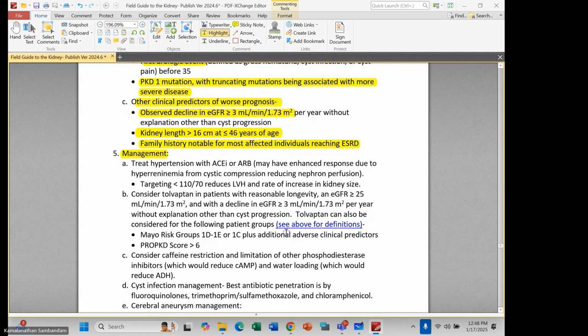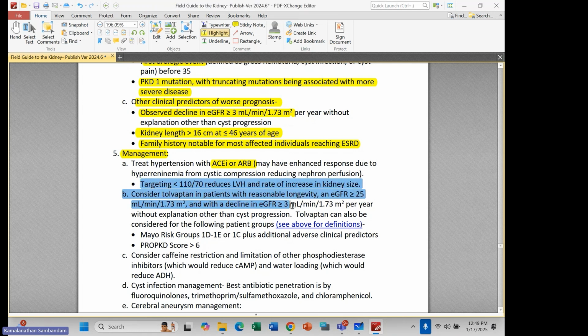Okay. So how do we manage these patients once we've defined prognosis? ACE and ARB, I told you, is usually a go-to medicine, even if you're not proteinuric, because we think that the hypertension is driven by an increase in renin and aldosterone as a result.